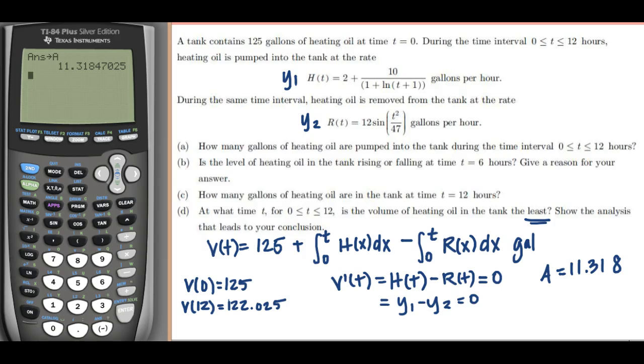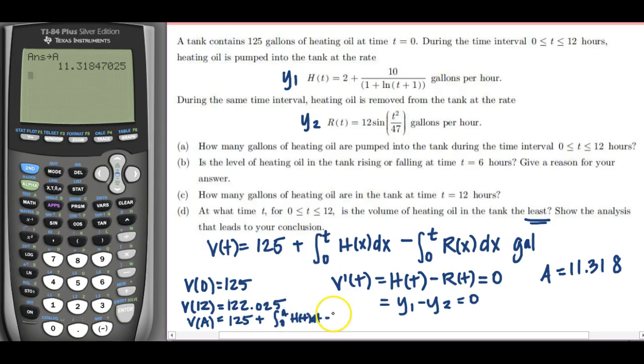So now the other quantity that I need is V of A. I'll go ahead and call it. Since I wrote A over here, I can just write A as what I'm evaluating the function v as. So v of a is 125 plus the integral from 0 to a of h of t dt minus the integral from 0 to a of r of t dt. Sorry, ran out of space there. But how we calculate this is how we calculated the time 12 hours in part C. We enter the whole thing into the graphing calculator all at once.